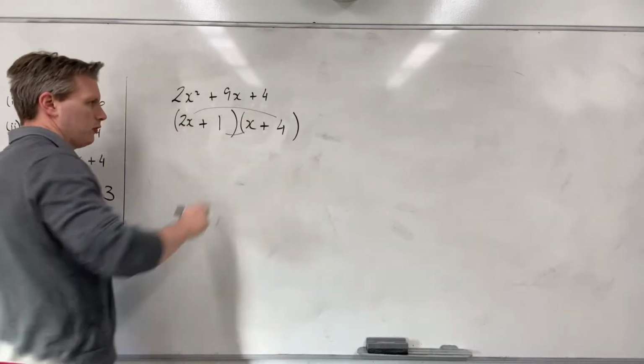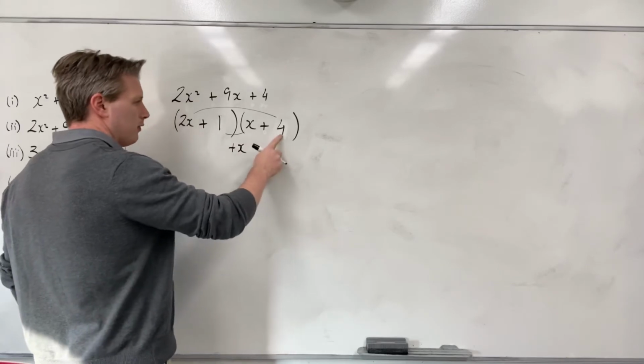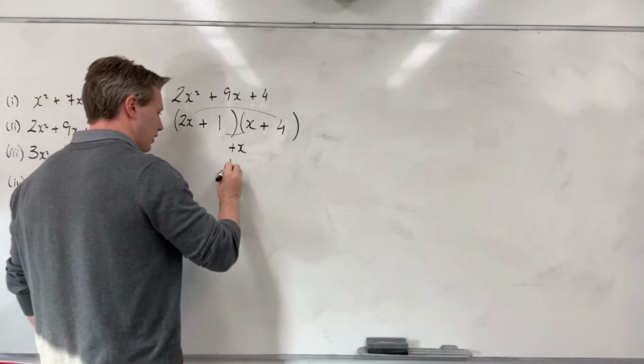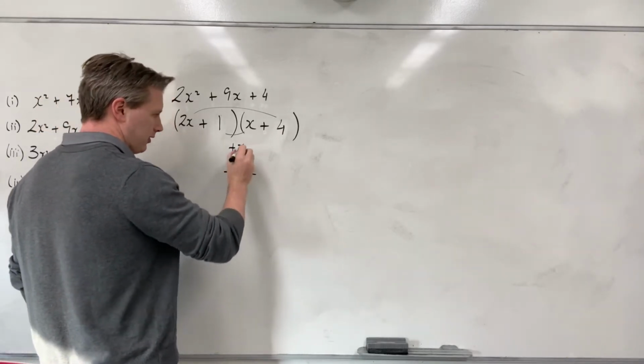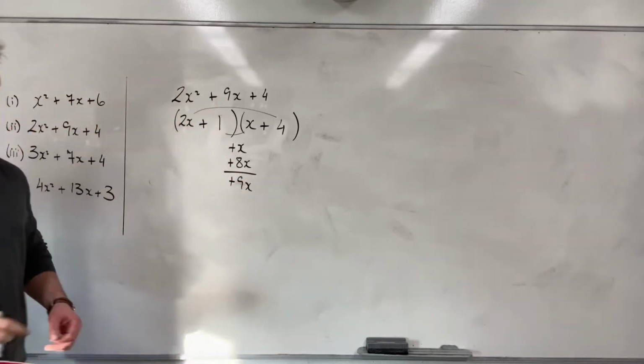1 times 4 is 4. Well, 1 times x, that's x. 4 times 2, that's 8. So I have plus 8x. And if I sum these, x plus 8x, oh, look at that, 9x. That is my central term.